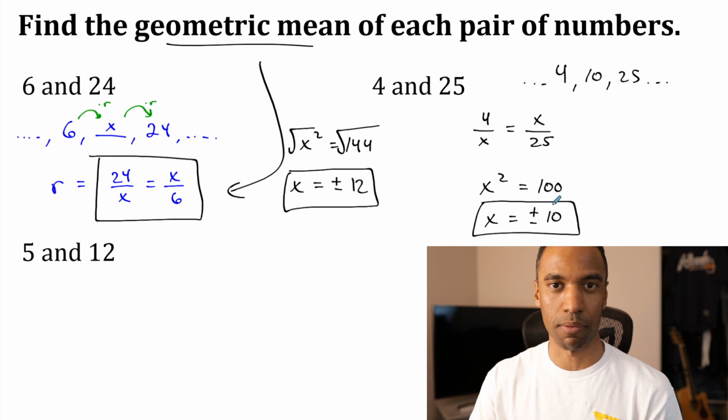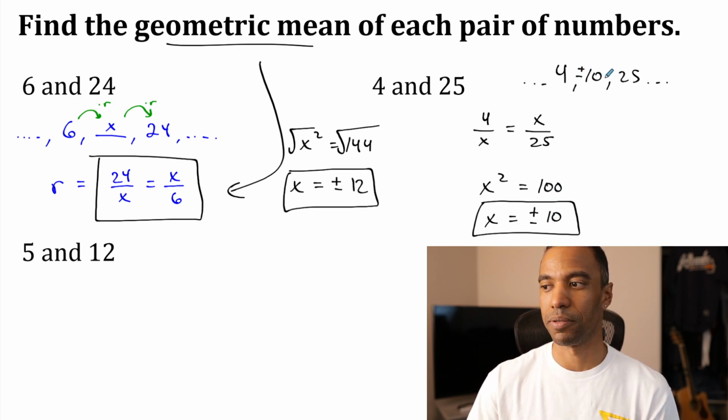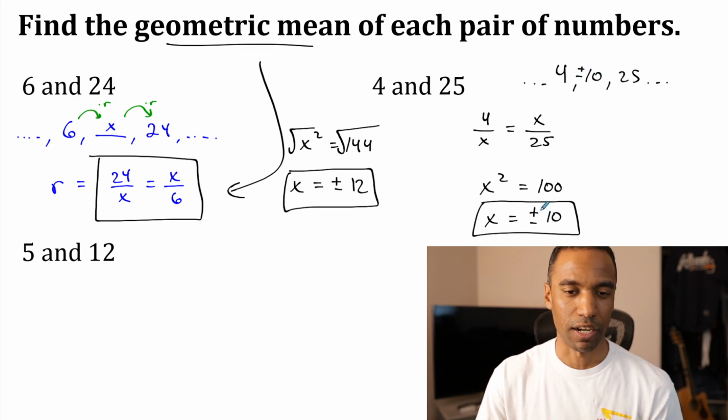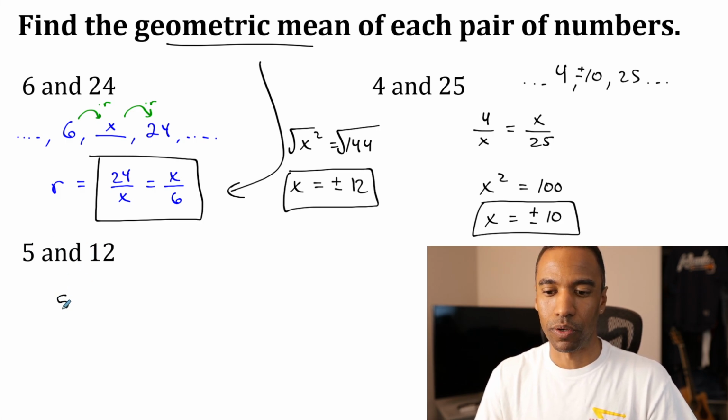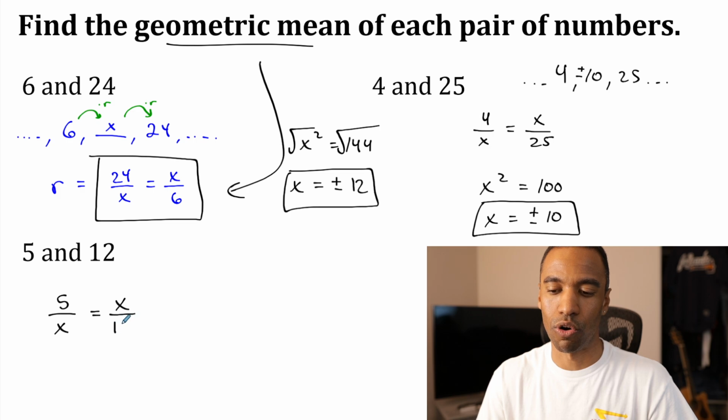We're just looking for the geometric mean. Oh, plus or minus 10, actually. You're looking for the geometric mean in between. All right, one more, from 5 to 12. We'll do the same thing: 5 over some unknown equals that unknown over 12.